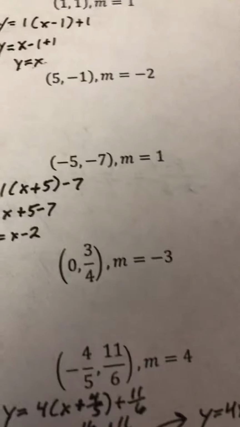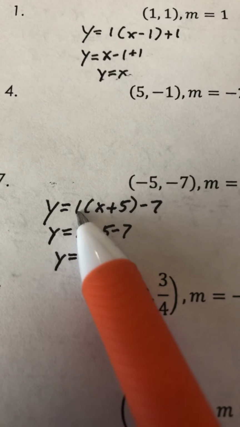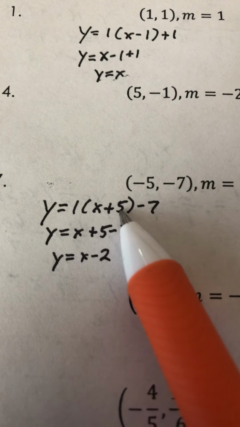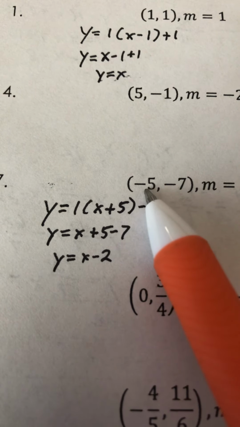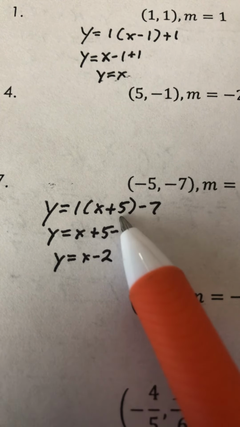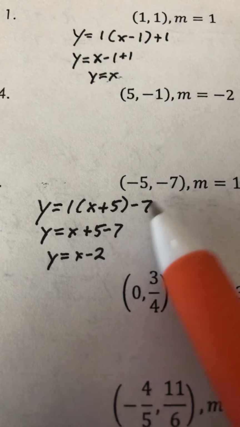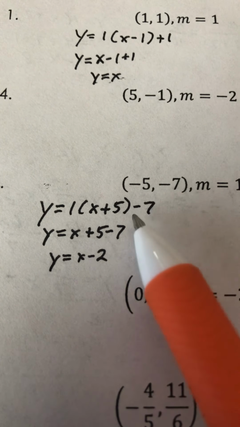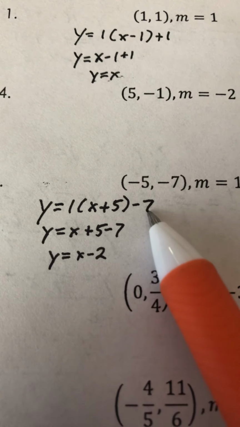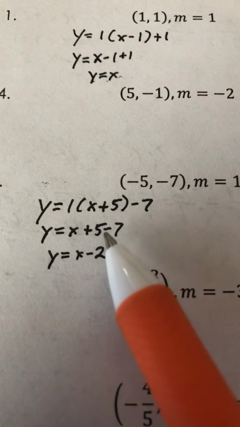Number 7. Here is my slope. Here is my x value. Minusing a negative turns to plus. And then I'm adding my y, which, adding a negative, is just minus 7. And so then it works out like this.